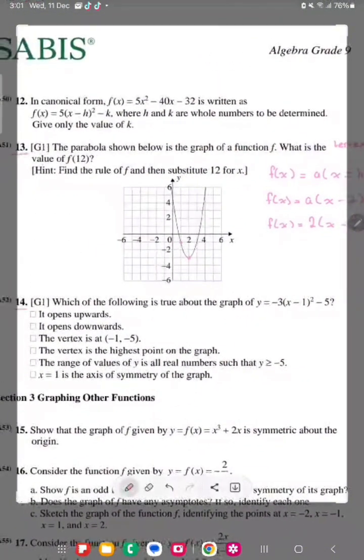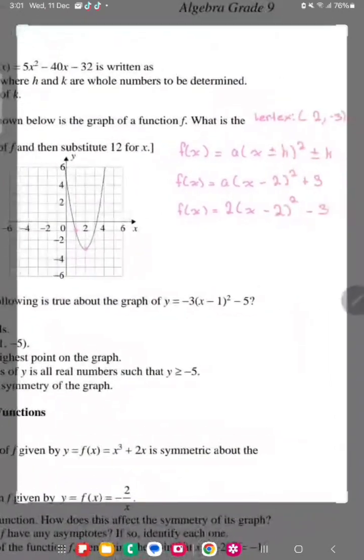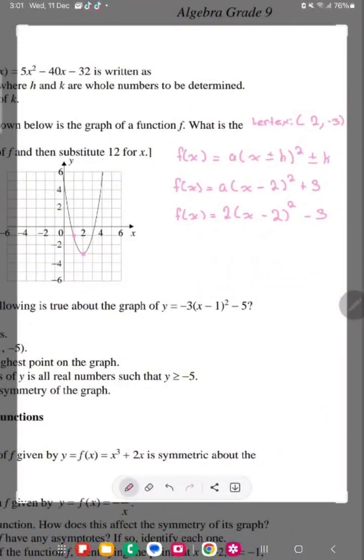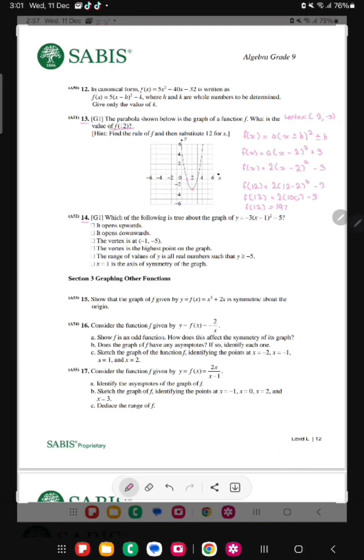Now they want the value of f of 12. So in every x in this formula, you're going to put 12 instead. So f of 12 is equal to 2 times (12 minus 2) squared minus 3. So f of 12 is equal to 2 times 100 minus 3. f of 12 is equal to 197. This is how you should solve it in written form.